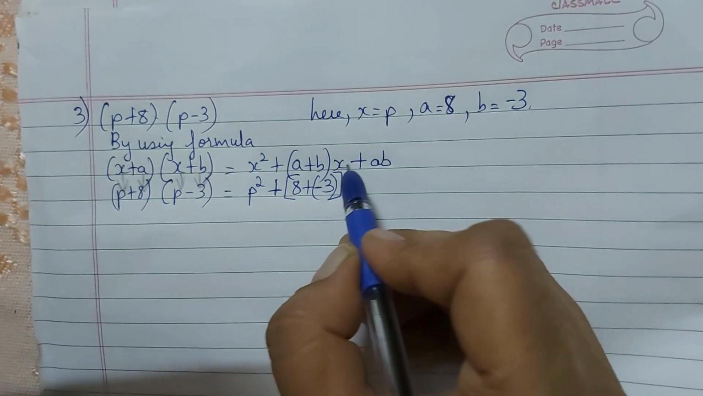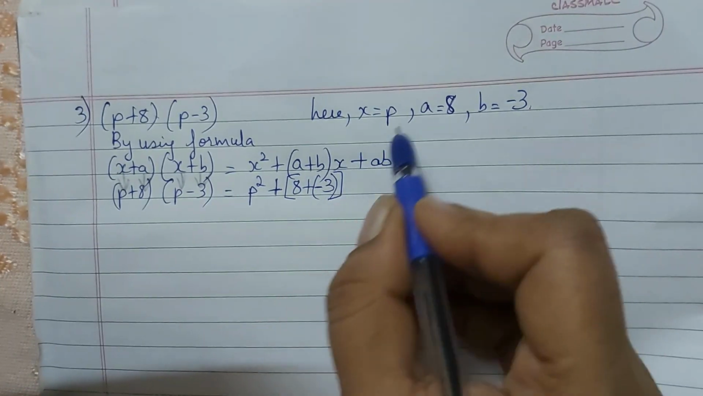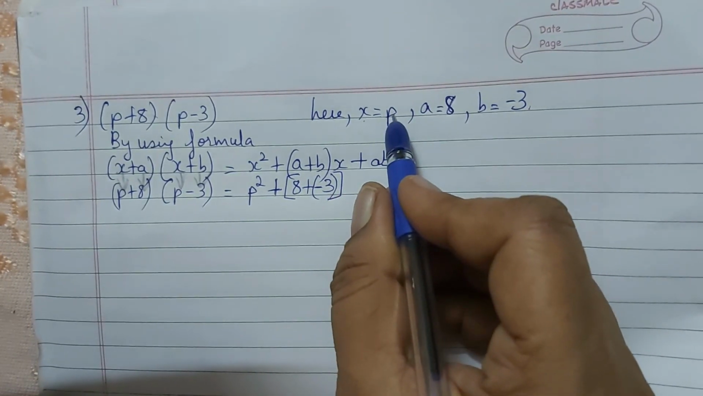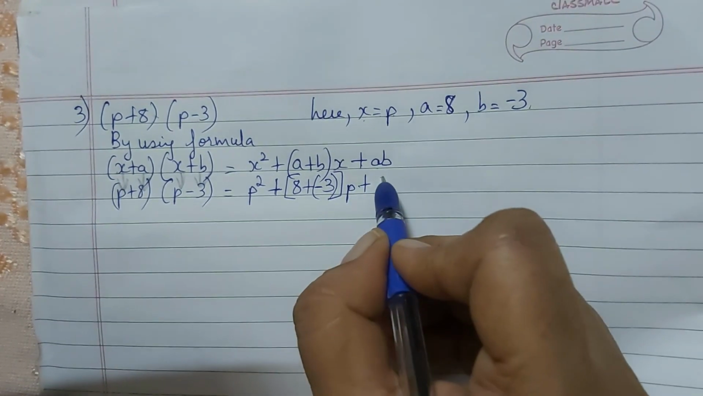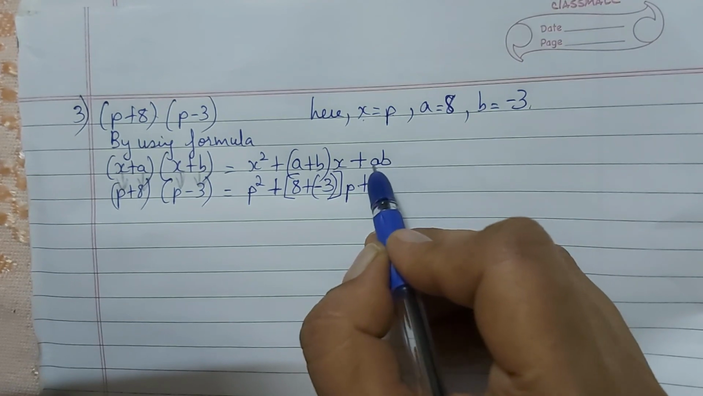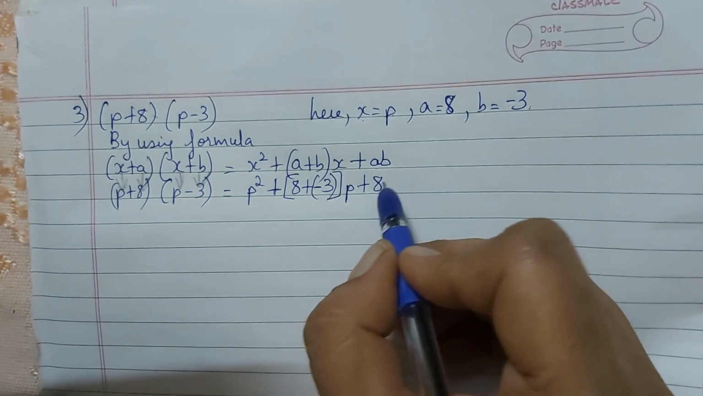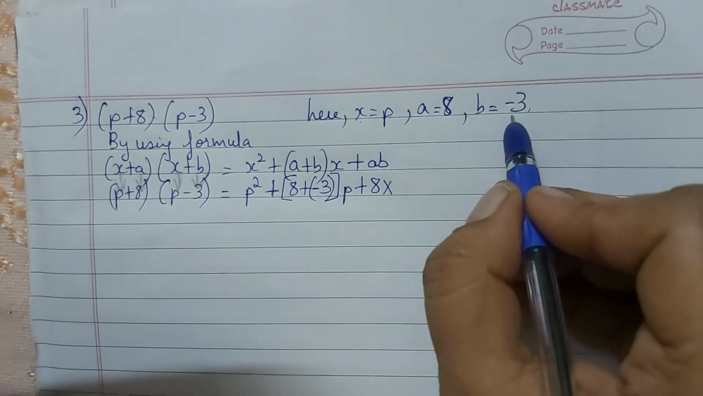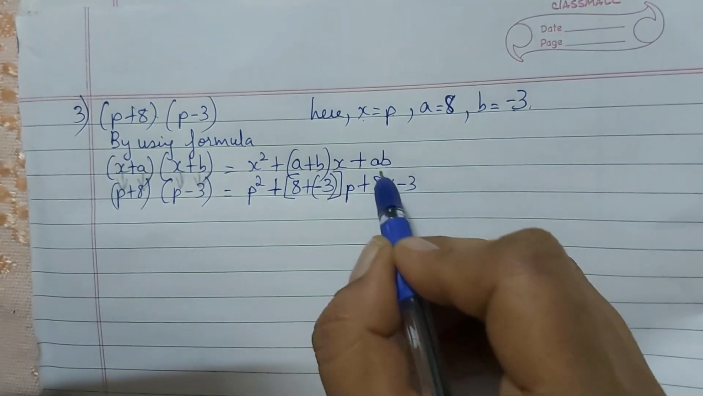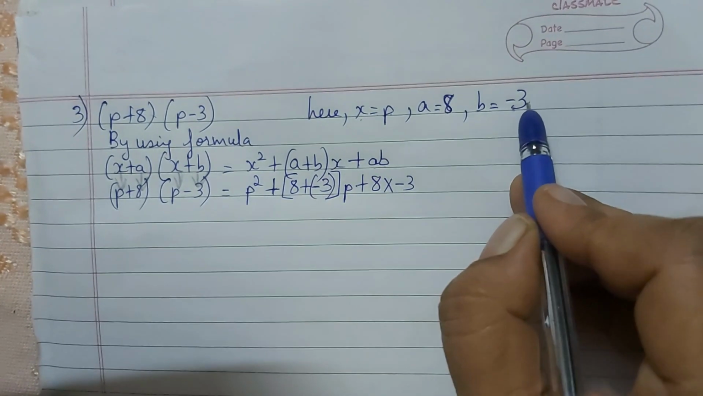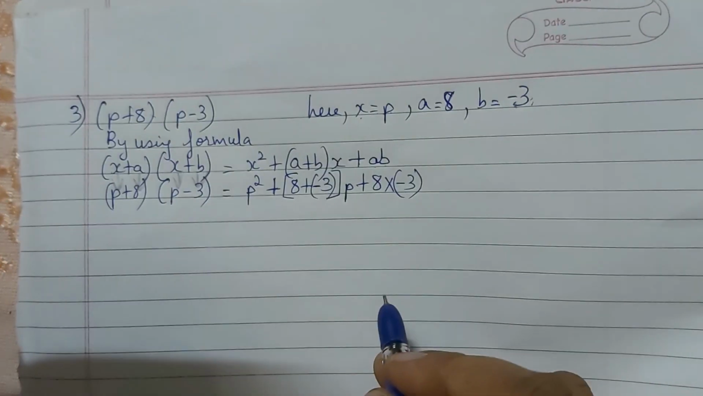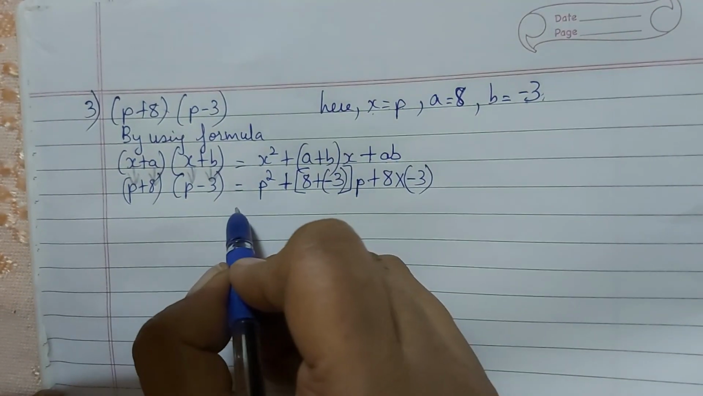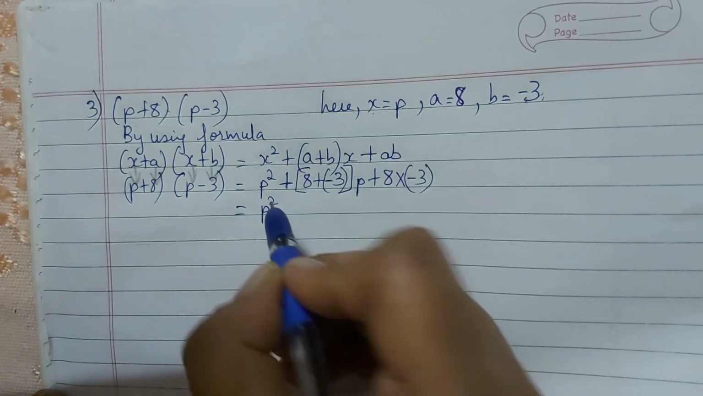Now this x value is what? x value is p. So we will put p. Plus a's value is what? 8. a multiplied by b. So 8 multiplied by b's value is what? Minus 3. So minus, always we have to put in the bracket. Is equal to p square.